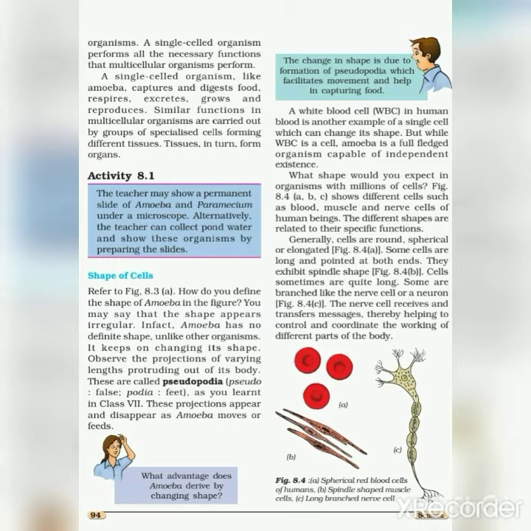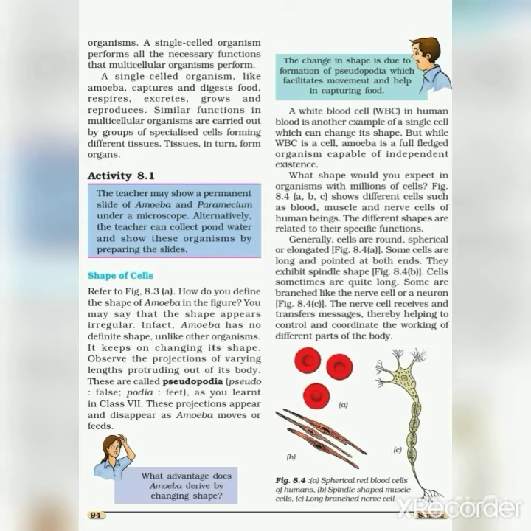Amoeba is a unicellular organism, that means it has a single cell. Similarly, we have WBCs, that is white blood cells in humans. It is a single cell which can change its shape. Cells can be of different shapes and it depends on their functions. Cells can be round, spherical, elongated, spindle-like, flat, oval, cylindrical, etc. Let us see some of them.